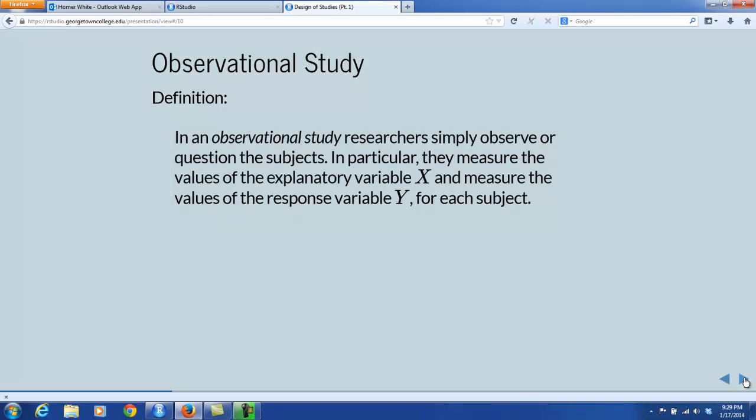Now I bring up the research question that we just examined because it's an example of a certain kind of study, an observational study. Now in an observational study, this is the definition of the term, researchers simply observe or question the subjects. In particular, they measure the values of the explanatory variable x, and they measure the values of the response variable y for each subject. And that's all they do. They measure those values. They don't interfere, or at least they interfere as little as possible, in the lives and the activities of these subjects. They only interfere to the extent needed to actually measure those variables.